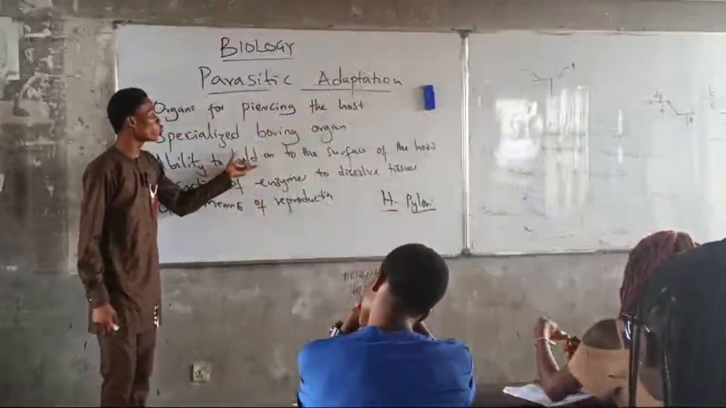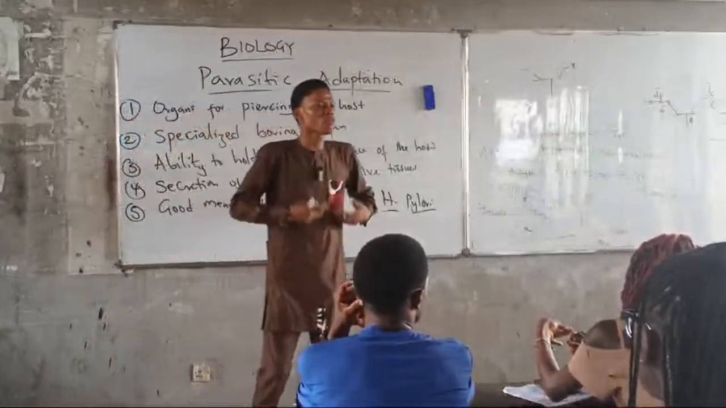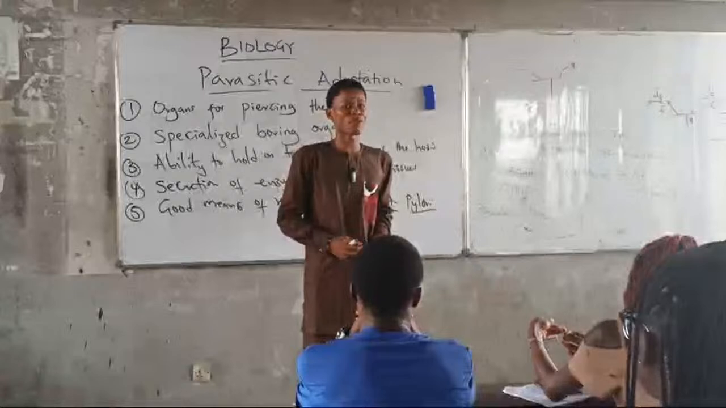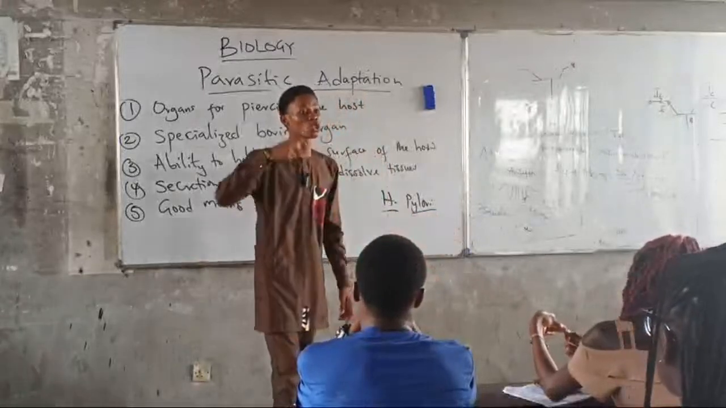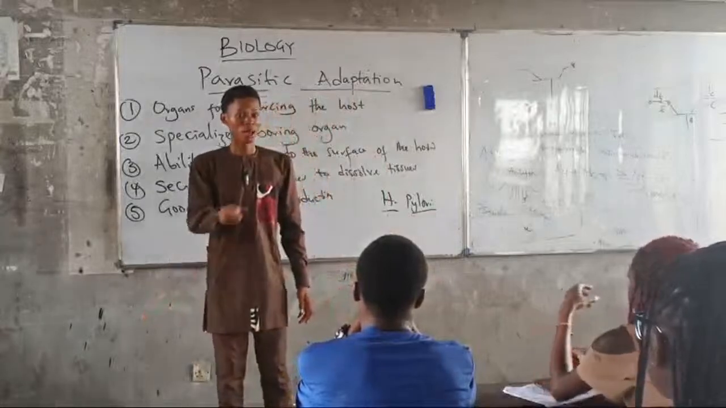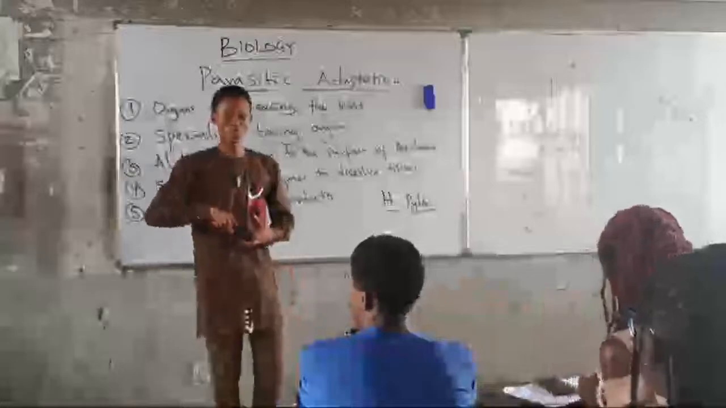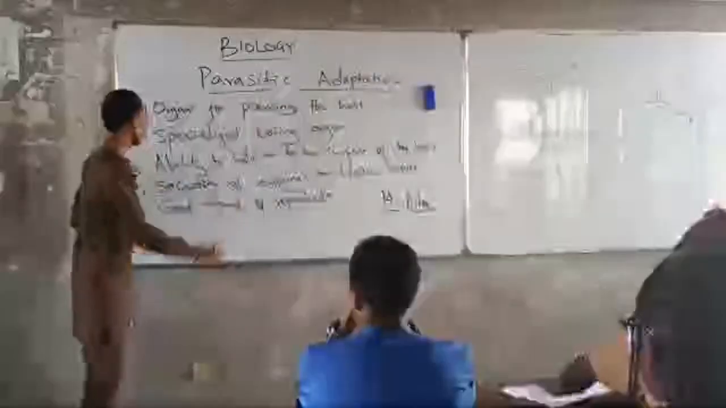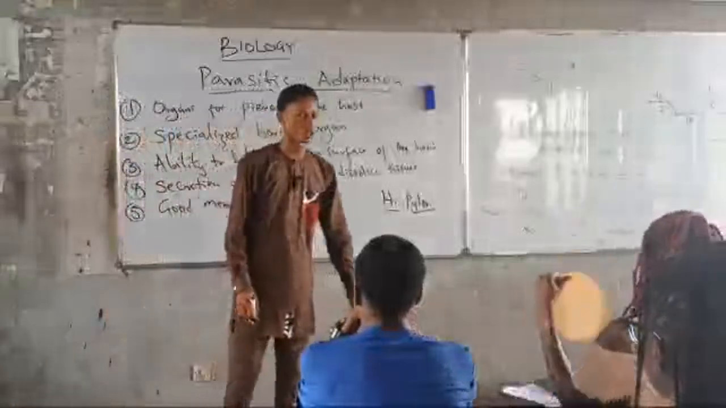Now, the ability to hold on to the surface of the host intestine. Why should they have that ability? Because if they cannot hold fast to the host intestine for some time, they can be flushed out of the body, right? And they will not achieve their purpose of being there. Their purpose is to destroy you, eat you, gain from you, and harm you in the process.